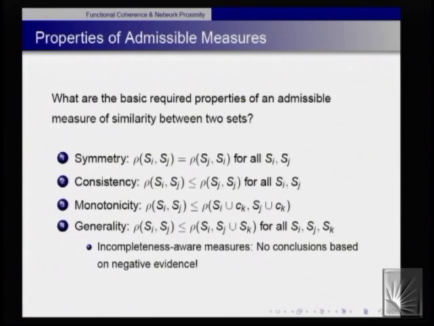Consistency says a protein has to be most similar to itself compared to any other protein. The third one says if I add a new function for two proteins, then I should only increase their similarity, right? If they have a new function as an additional function. The fourth one is the counterintuitive one. What it says is, if I add new functions to a protein, and do nothing to the other, then I shouldn't increase the similarity between them.